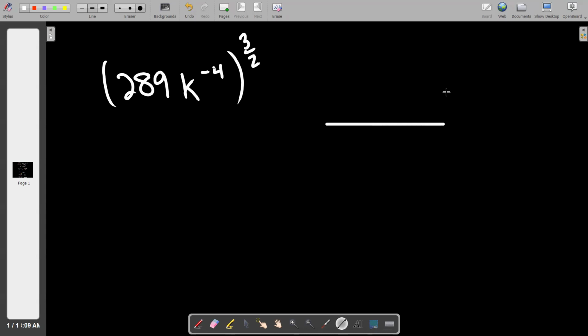So let's deal with the 289 first. What kind of root are we going to be taking of this 289? A square root. Very good. And what is the square root of 289? 17. It is.